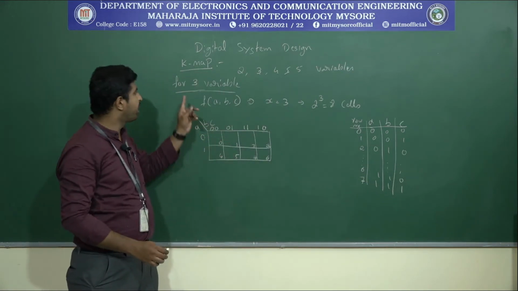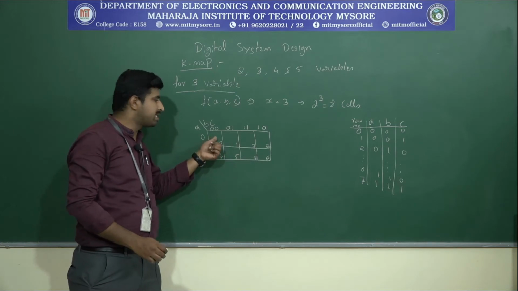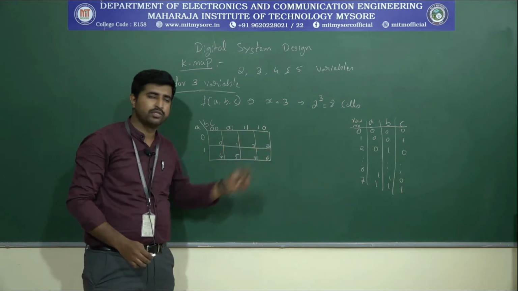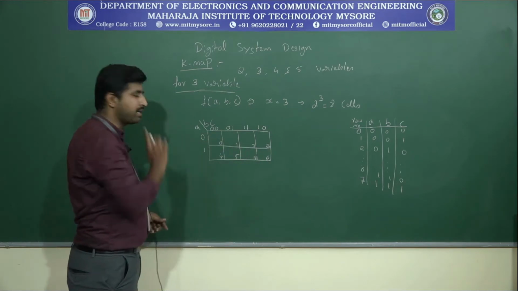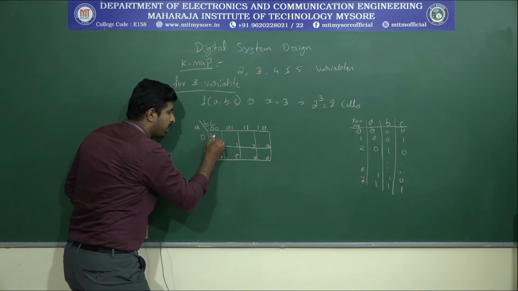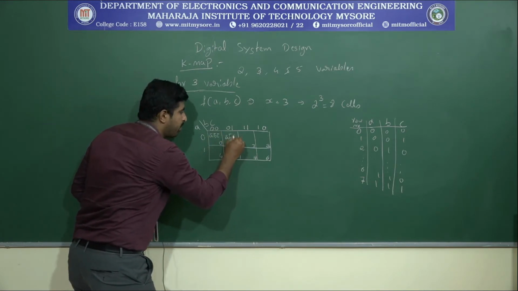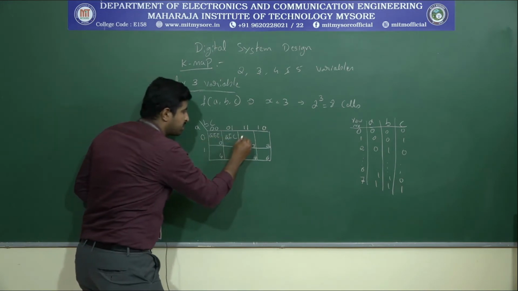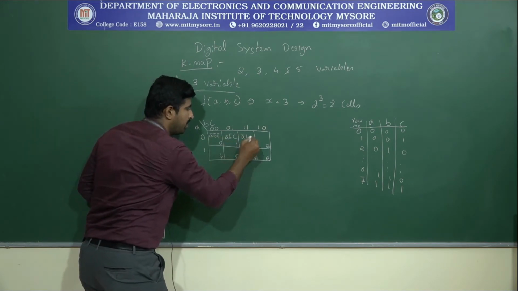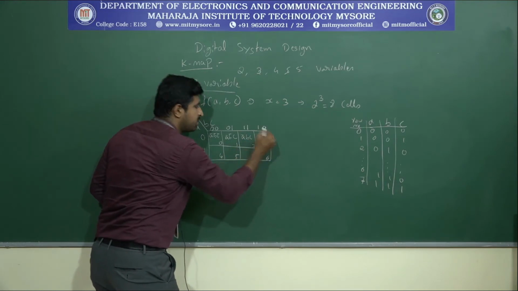Okay, so this is how a 3 variable K-map will look. These individual cells will correspond to the min terms or max terms. I am going to write the min terms only. That corresponds to A bar, B bar, C bar. Next A bar, B bar, C. Next A bar, B, C, and next A bar, B, C bar.